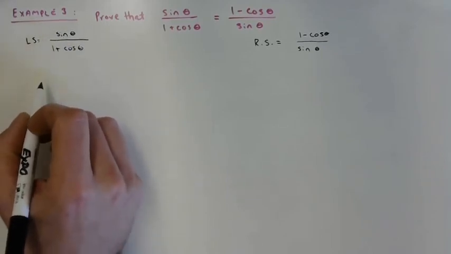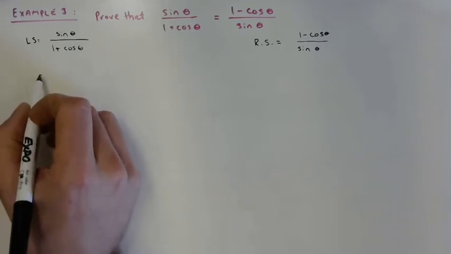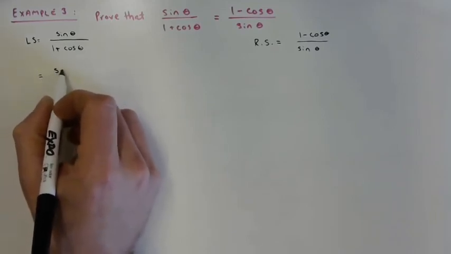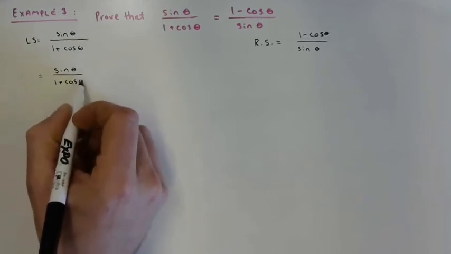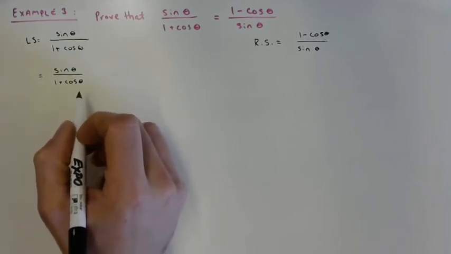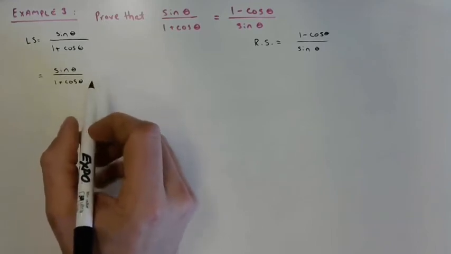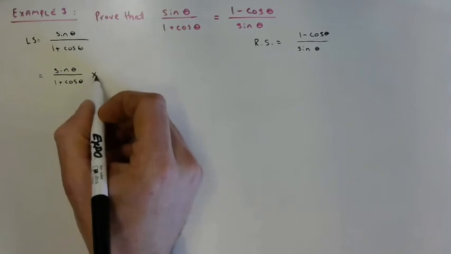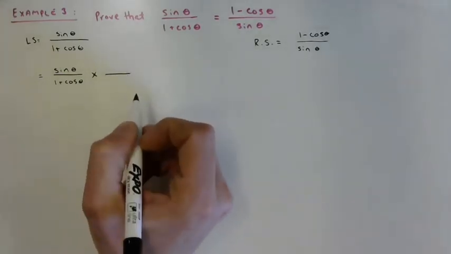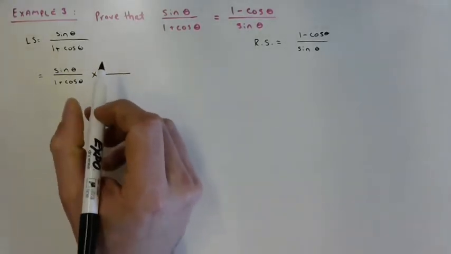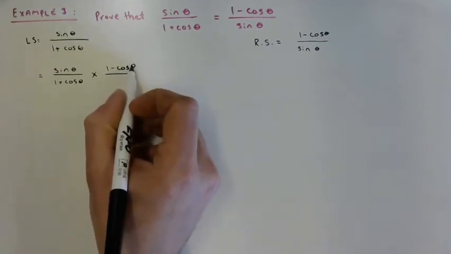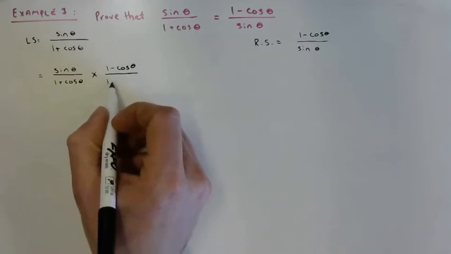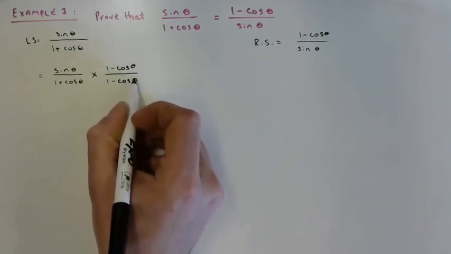Anyway, let's take a look at what happens here. I am going to rewrite my first term here, which is sine theta over 1 plus cosine theta. And now I'm actually going to multiply by 1, just like we did in a different example. I'm going to multiply by a factor equal to 1, and that factor is going to be 1 minus cosine theta in the numerator and 1 minus cosine of theta in the denominator.